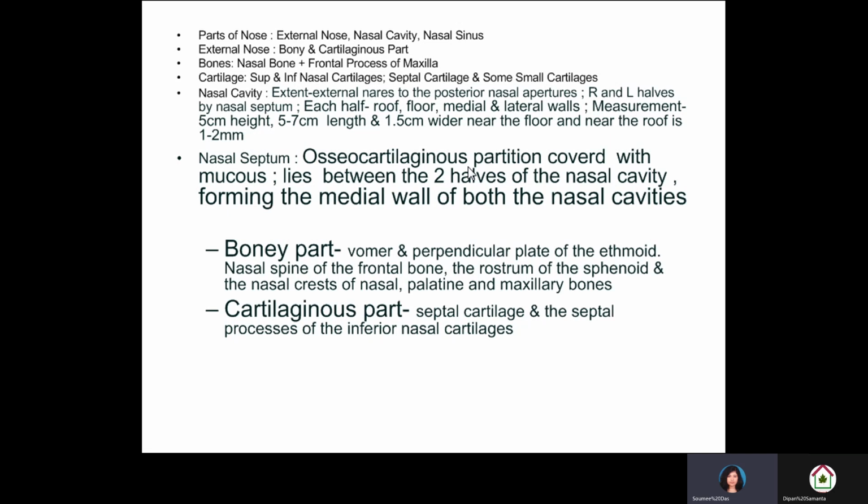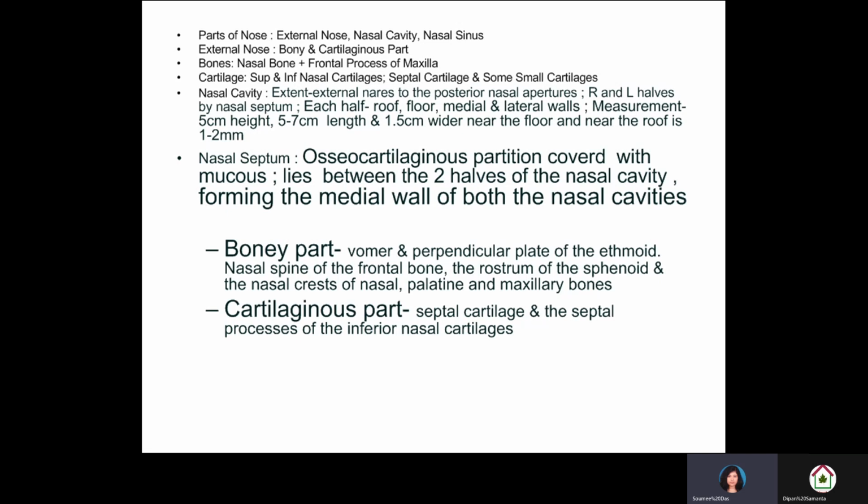Why is it osseo-cartilaginous? Osseo means related to bone, and cartilaginous means related to cartilage. So the nasal septum is comprised of both an osseous, or bony, part and a cartilaginous part, covered with mucus. As we already know, the nasal cavity is filled with mucus, so we take mucus swabs from the nasal cavity.